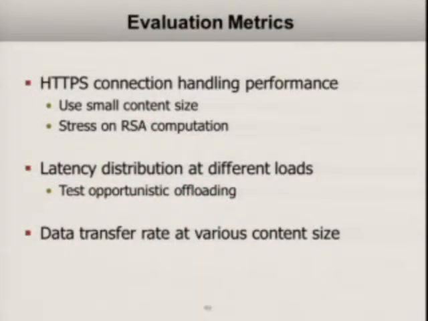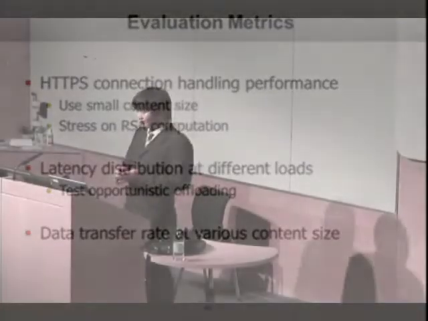The server is equipped with 2 hexa-core CPUs, so total 12 cores, 2 NVIDIA GTX 580s, and 2 dual-port 10 GB Ethernet NICs, so it can support up to 40 gigabits per second of traffic. And we look at 3 different metrics. First is connection handling performance. For this test, we use very small static contents, and it stresses CPU and GPU with the RSA operations.